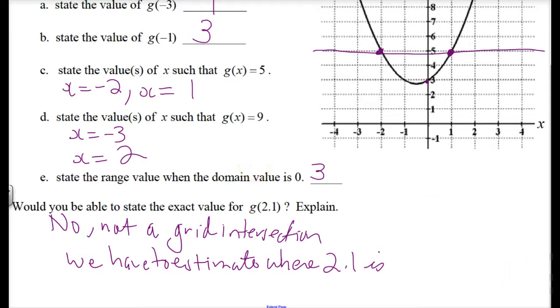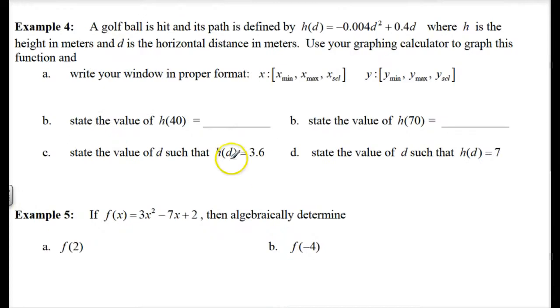I go back, then I get the pen. Go forward. A golf ball is hit, and its path is defined by h of d is -0.004 d squared plus 0.4 d, where h is the height in meters and d is the horizontal distance in meters.